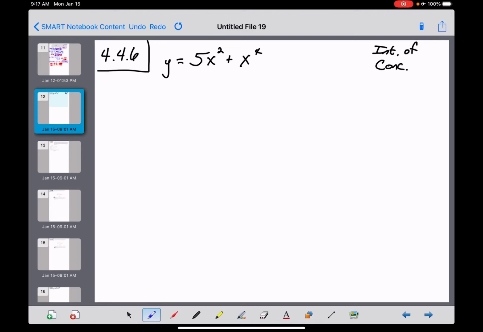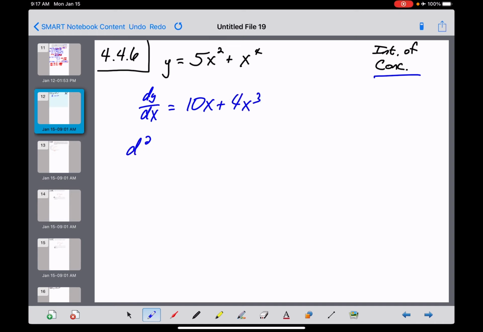Okay, number 6 and 4.4 is asking you to find the intervals of concavity here on this function. Y is equal to 5x squared plus x to the fourth. So concavity comes from our second derivative, so we're going to need our first derivative, dy/dx. Looks like it's going to be 10x plus 4x cubed.